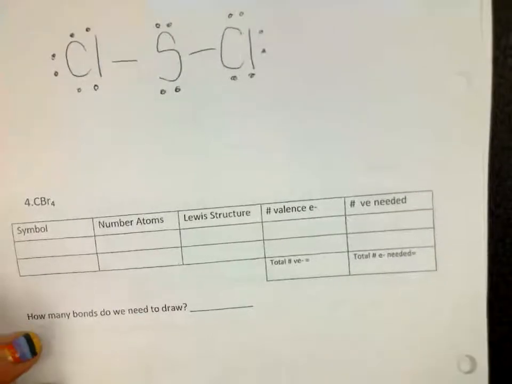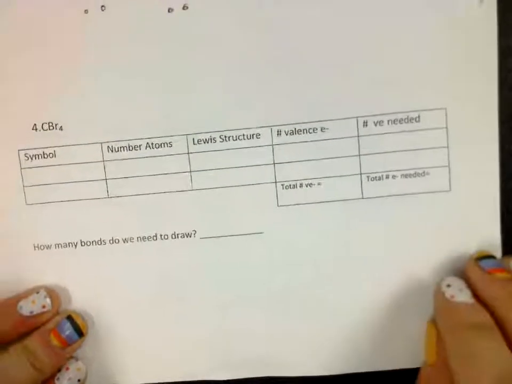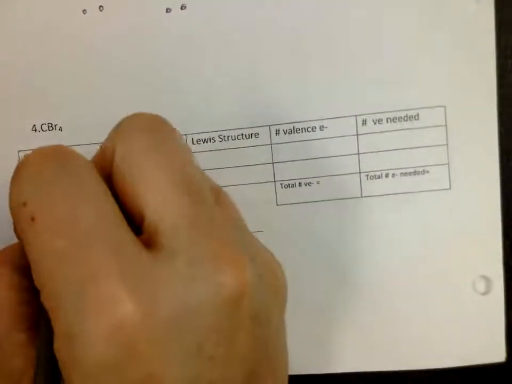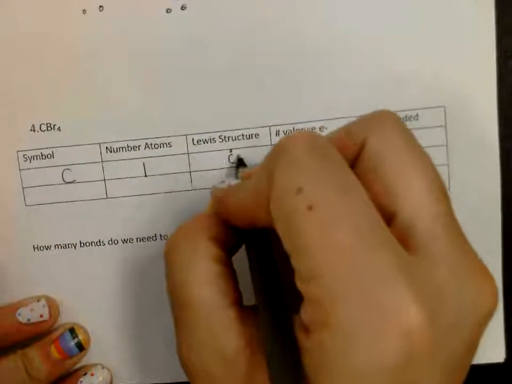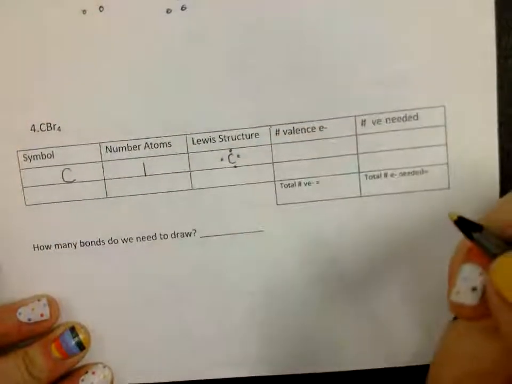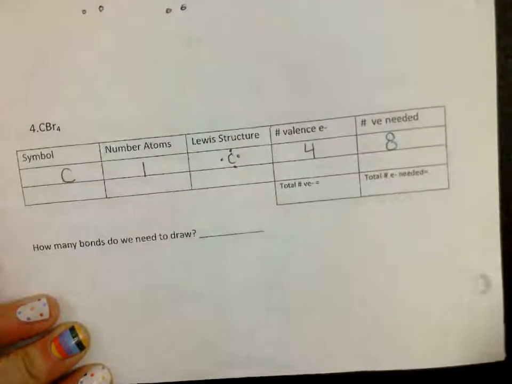Do we have time to do carbon bromide real quick? Okay. Let's do carbon tetrabromide real quick. So the first symbol we have is C. We have 1. And by now, hopefully, you've memorized that carbon has 4 valence electrons. And it wants 8.